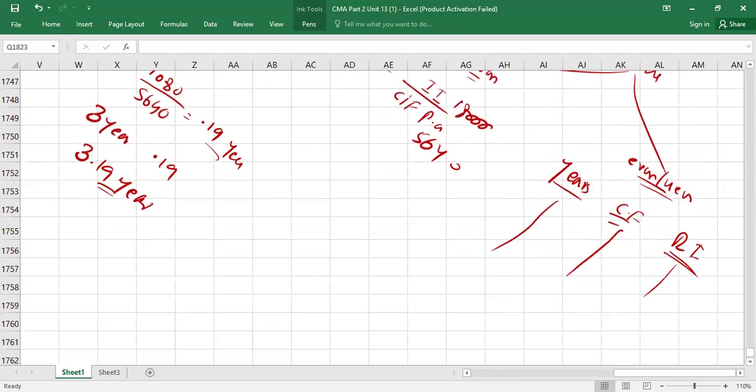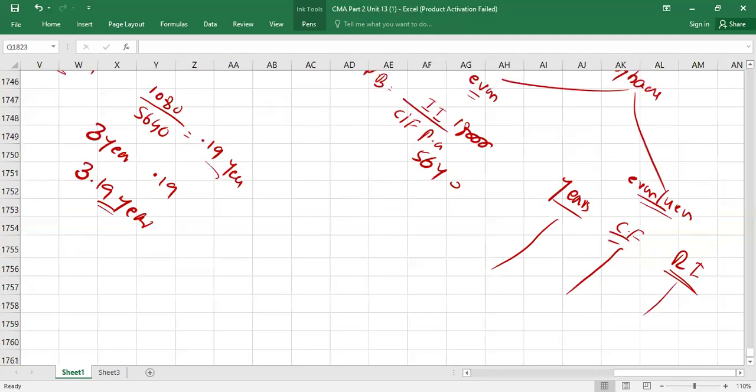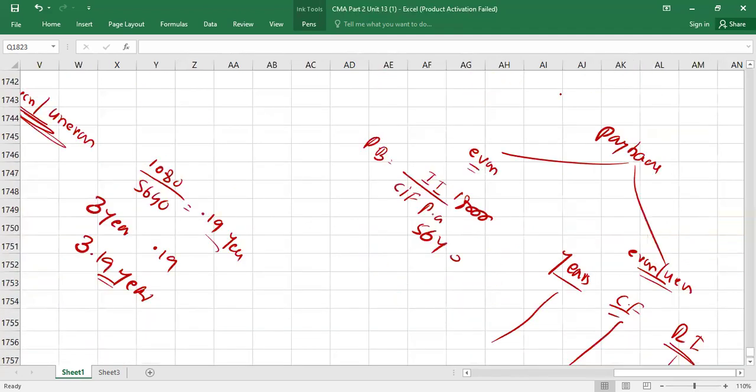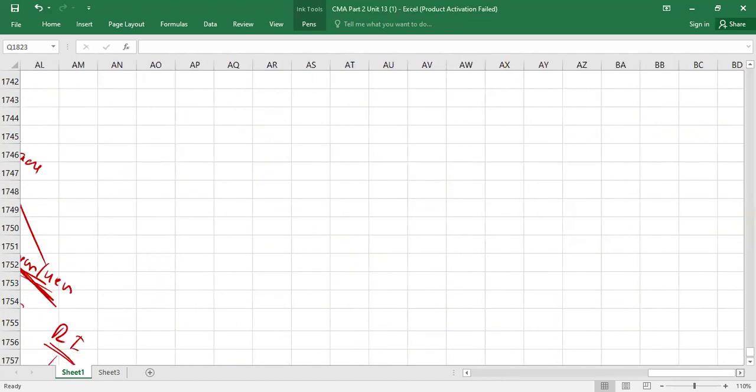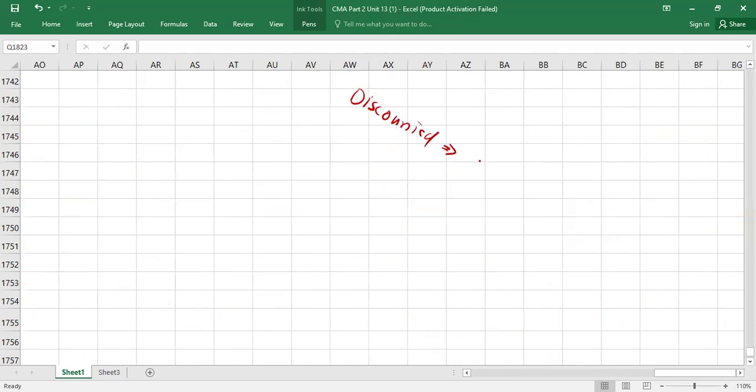These two payback periods are called the simple payback period. Which one? Simple, because we did not use the discounted value. We use simple cash flows for the simple payback period, with even cash flows and with even or uneven cash flows. But sometimes they may ask you how to calculate the discounted payback period. Which one? Discounted. Discounted means you have to use present values instead of normal cash flows. We need discounted cash flows.